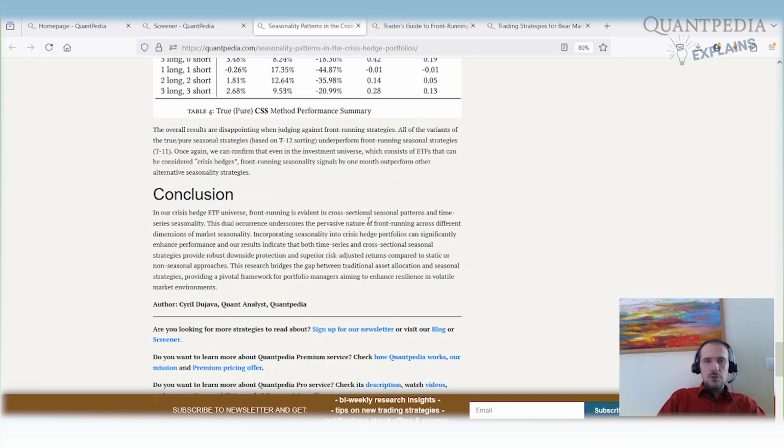The front running is really pervasive among the assets, so it works very well not just in the commodities but also in the crisis hedge portfolios. So it makes sense to incorporate this seasonality and front running of the seasonality into your crisis hedge portfolios. When you then use those crisis hedge portfolios with implemented front running of the seasonality, and you mix those assets or strategies with your risky assets like equities or cryptocurrencies, you can significantly improve the performance, and your asset allocation will be significantly better. That's the final outcome of our analysis.